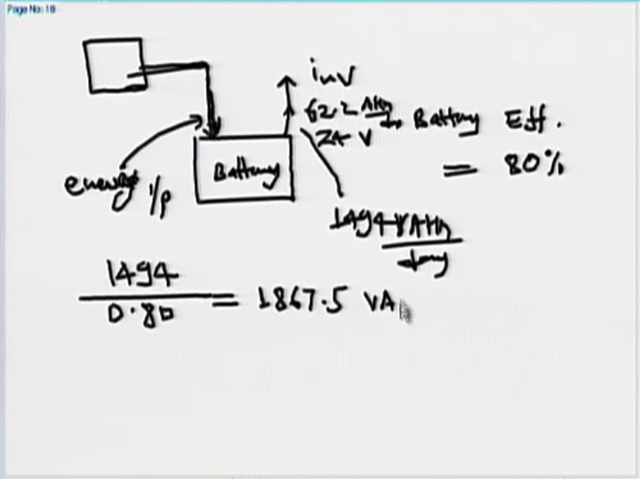1867.5 volt ampere hour, or you can say watt hour. I'm writing volt ampere hour for some reason, I'll come back to it. But volt ampere hour is watt hour. So this is the per day energy you should supply into the battery. Okay, this is the per day energy that you should supply into the battery. Fine.